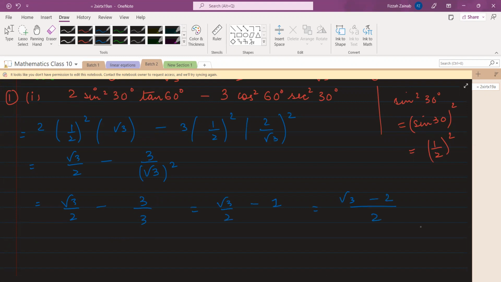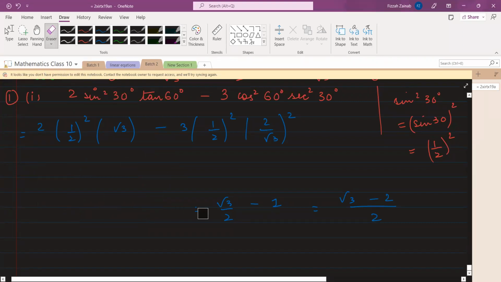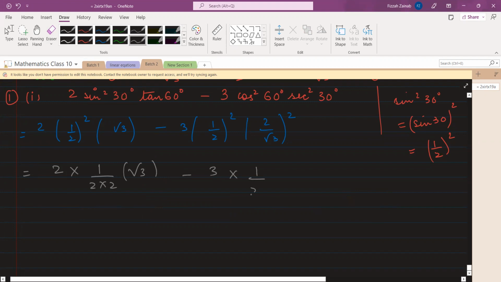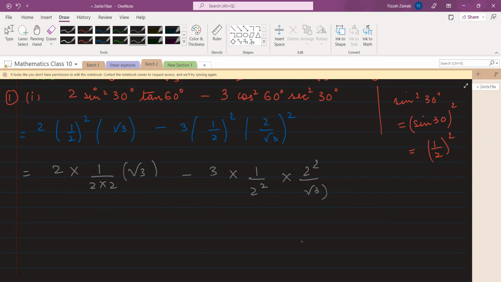Ma'am, could you explain the second line again? Yes, okay. Now see here. This is 2, right? Into 1 upon 2 square means 2 into 2, isn't it? And then you have under root 3 minus 3. So this is 1 upon 2 square and into 2 square divided by under root 3 square. Is that okay? Yes, ma'am.